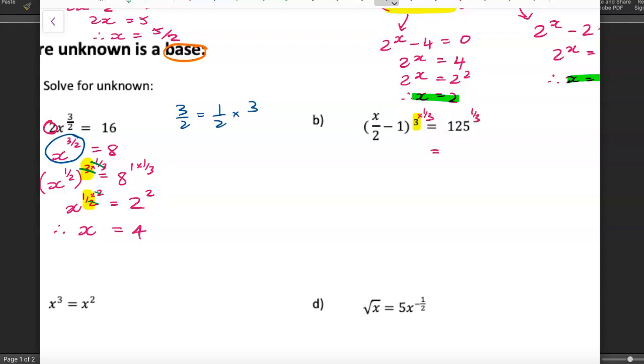Hopefully you can recall that the cube root of 125 is 5. And we're now releasing that bracket. x divided by 2 subtract 1 is 5. So to get rid of the take 1, we can add 1 to both sides. And to get rid of the divide 2, we can times each side by 2. And we have a solution of x equaling 12.